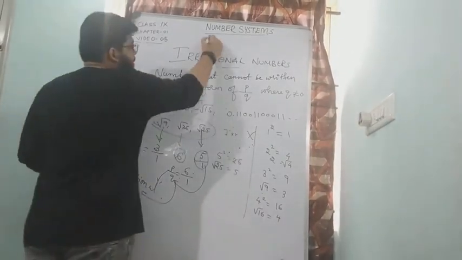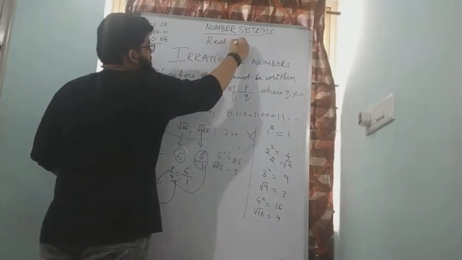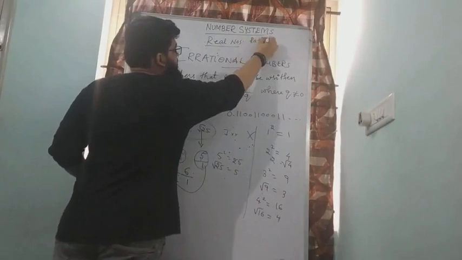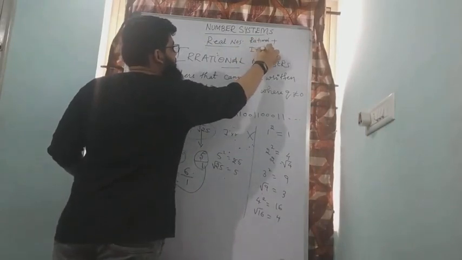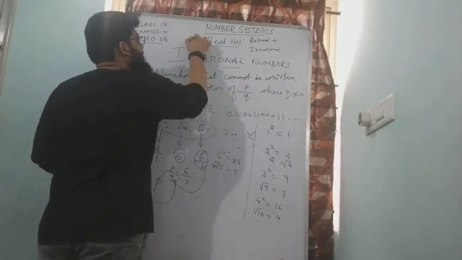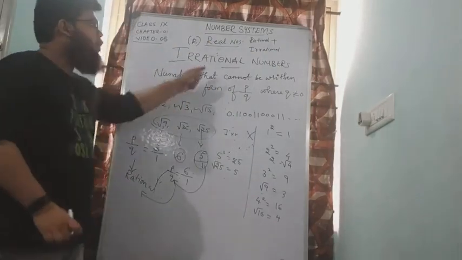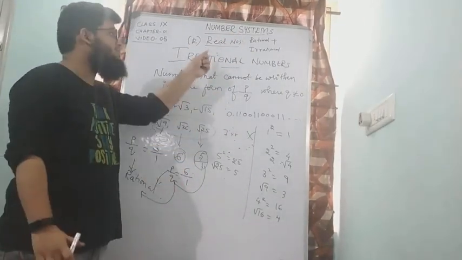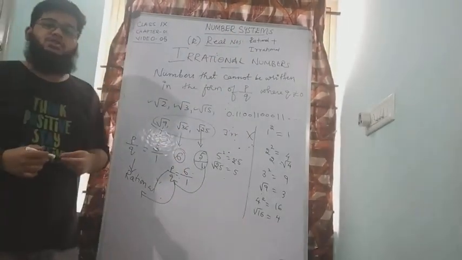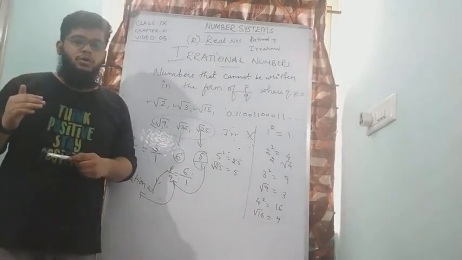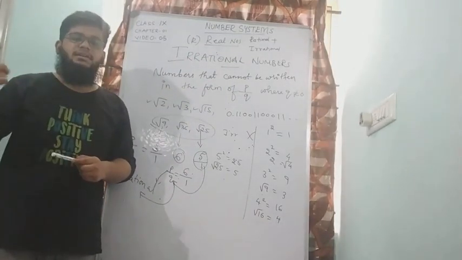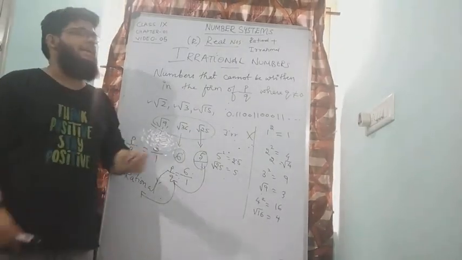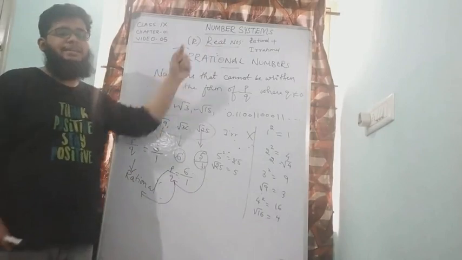Last thing to tell, there is something called real numbers. Real numbers is a collection of all rational numbers and irrational numbers. It is given by the letter capital R. So rational numbers and irrational numbers together are called real numbers. So we have learned natural numbers, whole numbers, integers, rational numbers, irrational numbers, and all these numbers come in one single category called real numbers given by capital R.